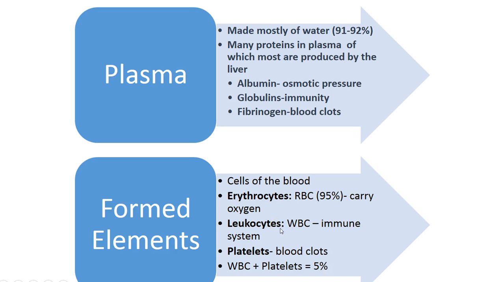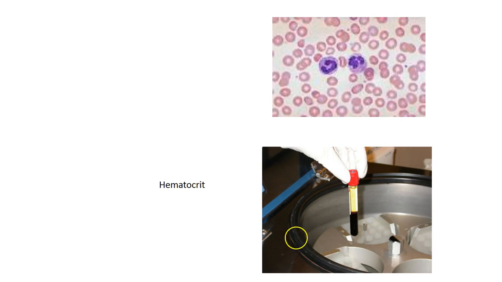Leukocytes are part of your immune system, and leuko means white, so white cells, and platelets, which are parts of cells, are going to assist in the process of blood clotting. The white blood cells and the platelets make up 5% of the formed elements. So your erythrocytes are definitely the dominant formed element. So let's go to this next slide, which we already kind of did.